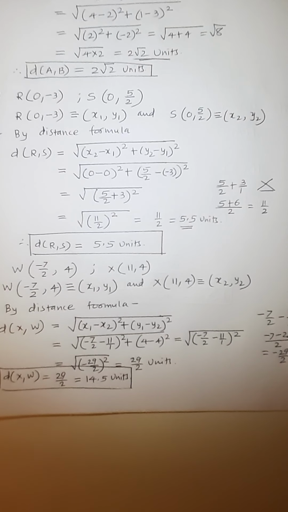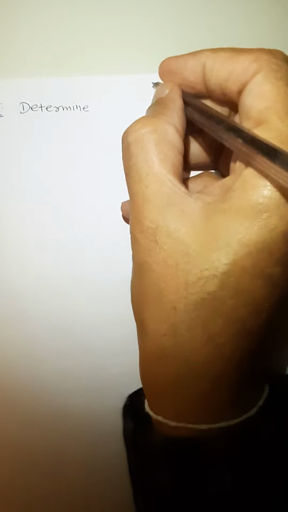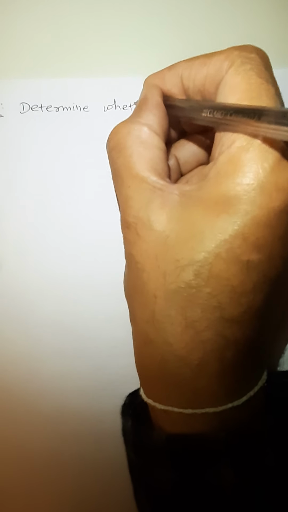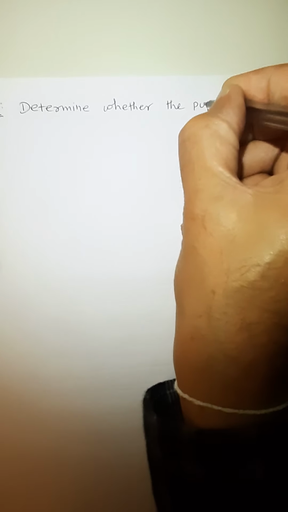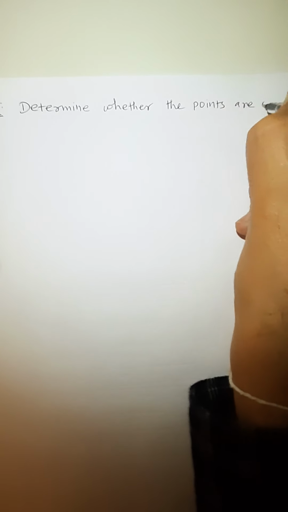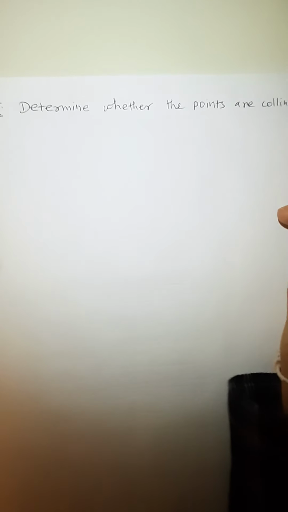So question 1 involves the direct use of distance formula to find distance between 2 points. Now as we move on to question number 2, you will know how this distance formula can be used to solve other types of sums. Question 2 says that determine whether the points are collinear. Be very careful. Determine whether the points are collinear or not.